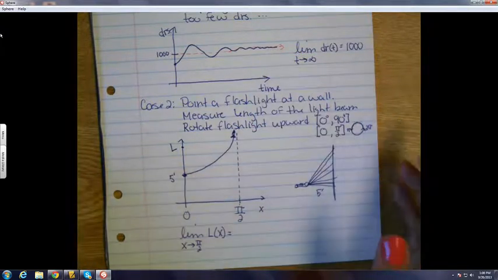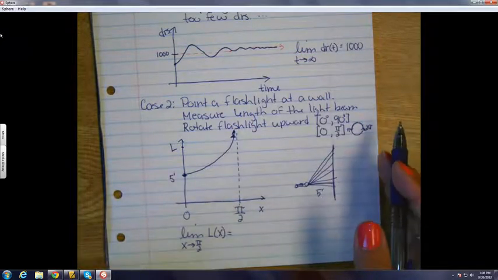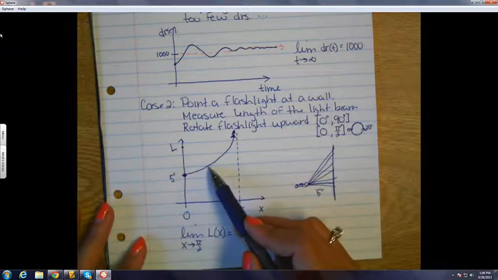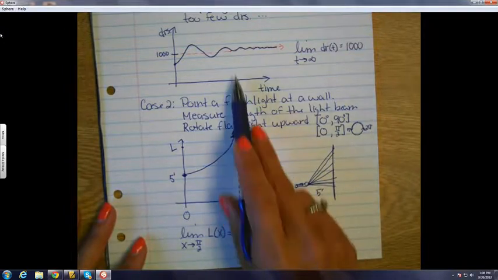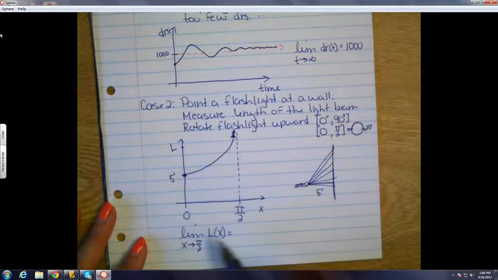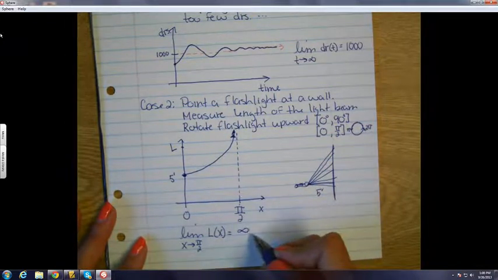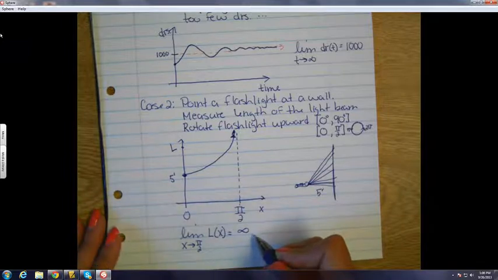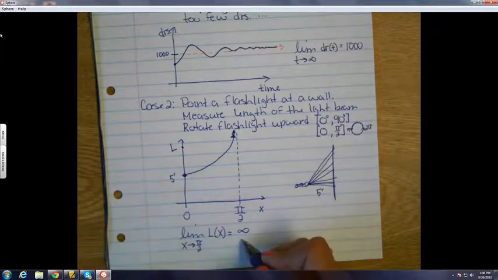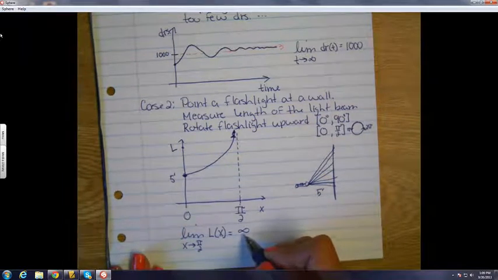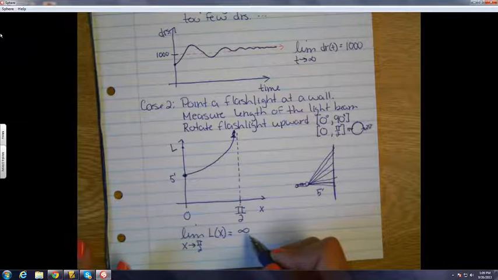And you're still correct. But what mathematicians do is we know what's going on here. This beam of light is going to be infinite in length. So they say that the limit is infinity. And the reason they do that is it describes what's happening. When you say the limit is infinity, you know the graph is going off up into infinity. So at this point, we're not going to say no limit anymore. We're going to say that the limit is infinity, because it's describing the behavior.